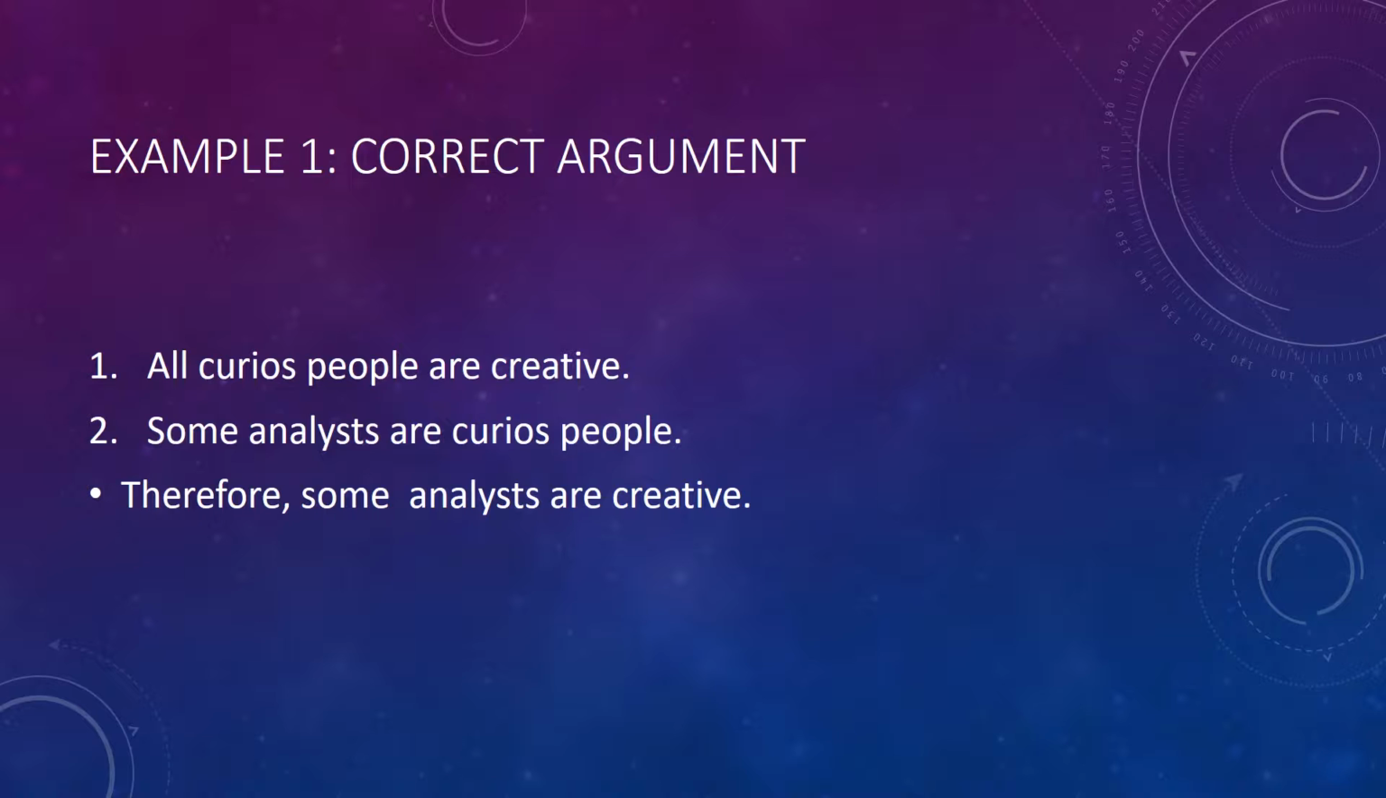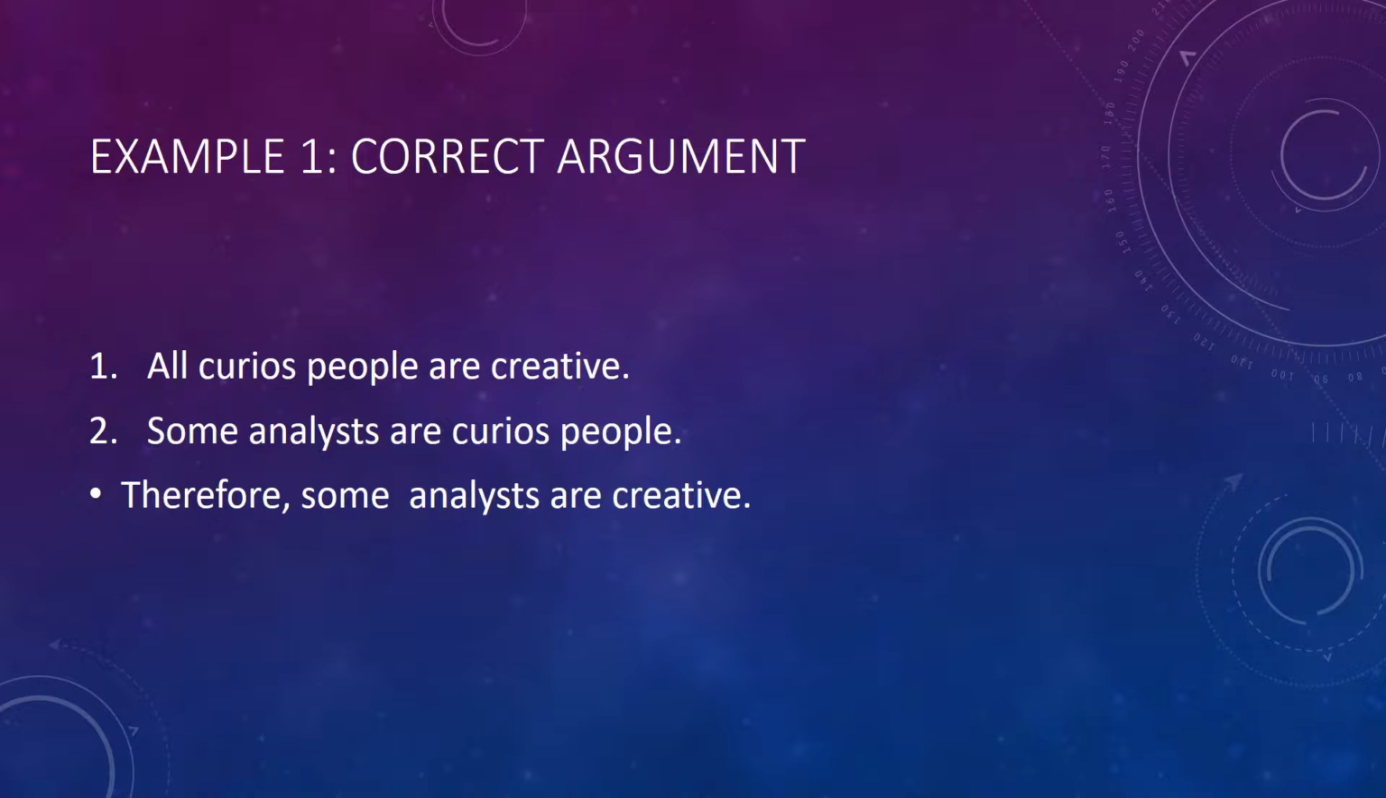A simple sentence usually informs us about the relation of two terms, e.g., if x then y, or some z is a. In this case, there are three terms or concepts: curious people, creative, and analysts. Assuming the definition of each term is clearly understood, we proceed to the application of the second step of finding logical connections.